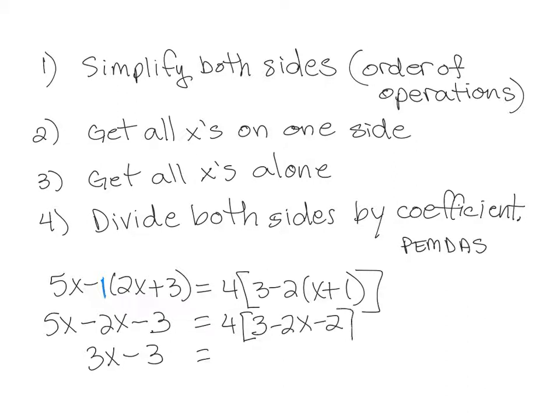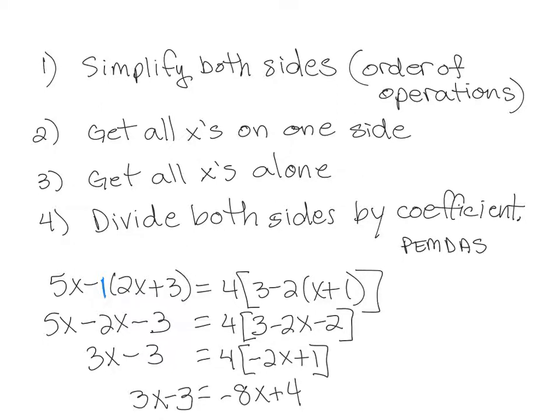And now inside the brackets, I combine like terms. So I've got a positive 3 and a negative 2, which combine to be a positive 1. So I've got a negative 2x and a positive 1. And now the last little bit is to distribute that 4. So I have negative 8x's, positive 4. And that equals 3x minus 3.